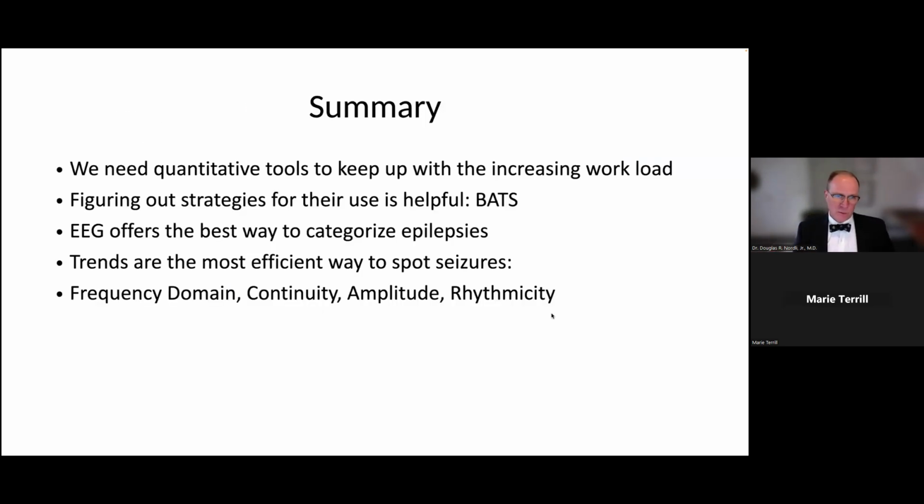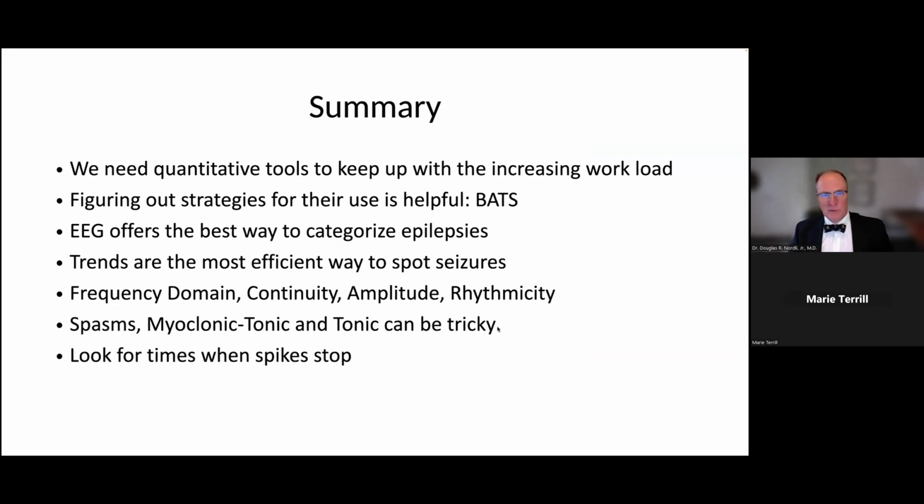Next, trends are the most efficient way to spot seizures. It may not be intuitive to us, and you have to think about what we're seeing. We have to think about things in the frequency domain, the continuity and the amplitude for the amplitude integrated EEG, and the rhythmicity with the rhythmicity spectrogram.